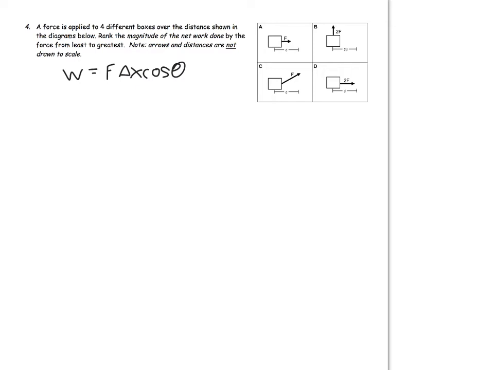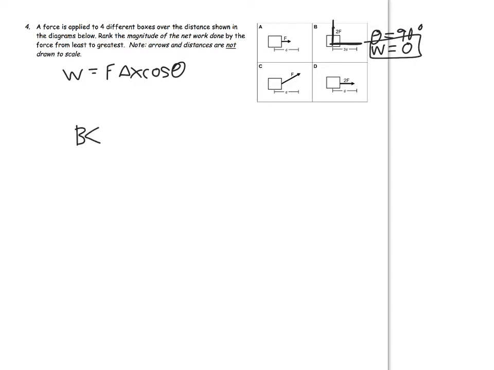The first thing that jumps out to me here is box B. What I notice for box B is that the angle between the force and the displacement is equal to 90 degrees. And when the angle is 90 degrees, when the force is perpendicular to the displacement, the work done is 0. So box B must be the smallest one.